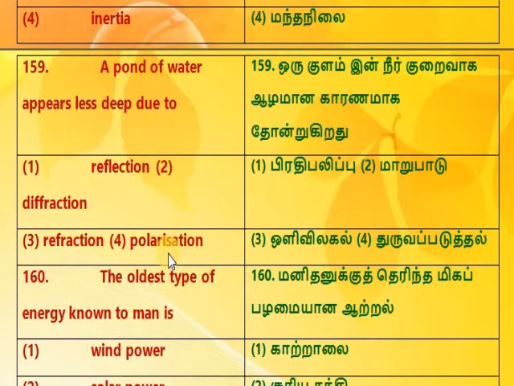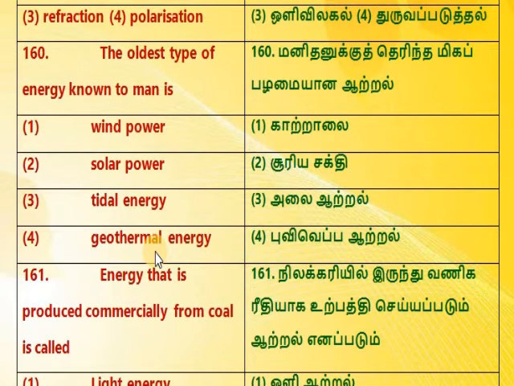159. A pond of water appears less deep due to 1. Reflection. 2. Diffraction. 3. Refraction. 4. Polarization. 160. The oldest type of energy known to man is 1. Wind power. 2. Solar power. 3. Tidal energy. 4. Geothermal energy.